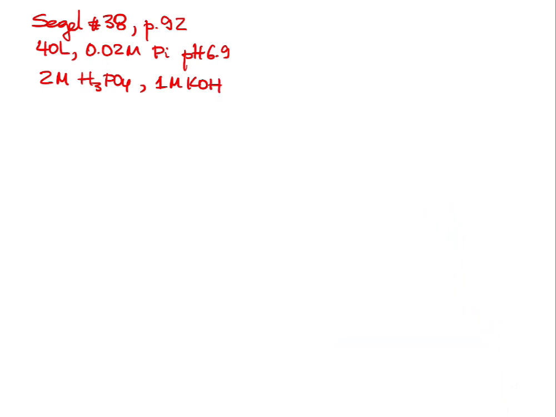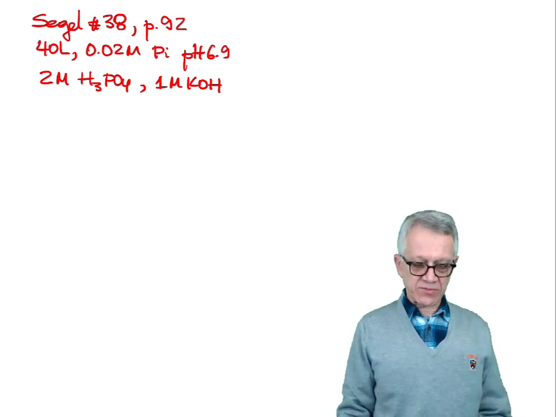Obviously, you are going to make a phosphate buffer. If you put phosphoric acid in water, it's going to give a lower pH because it's an acid, right? So we want to increase the pH with KOH. But how much KOH do we need? That's the most important part of this problem.